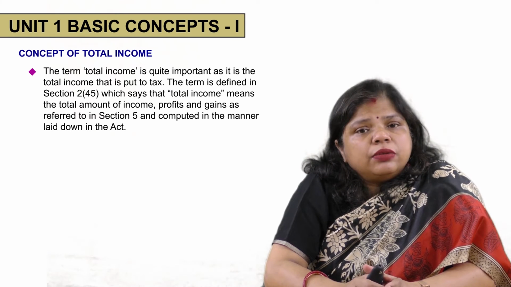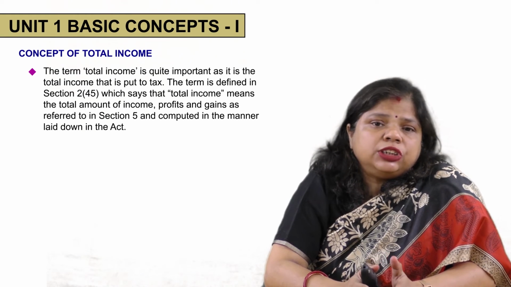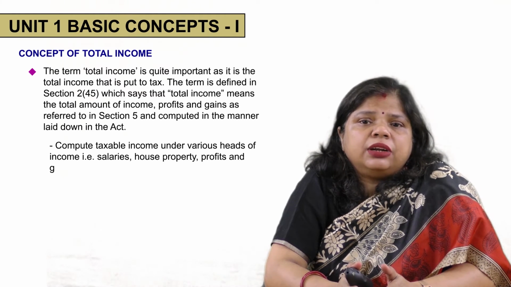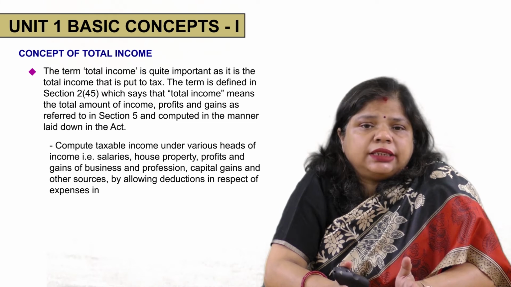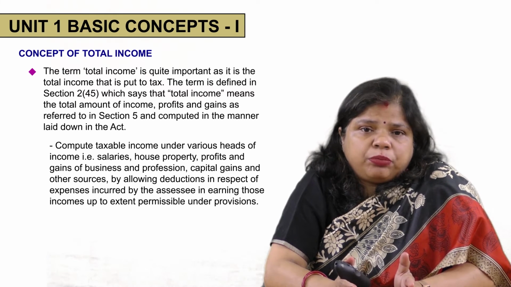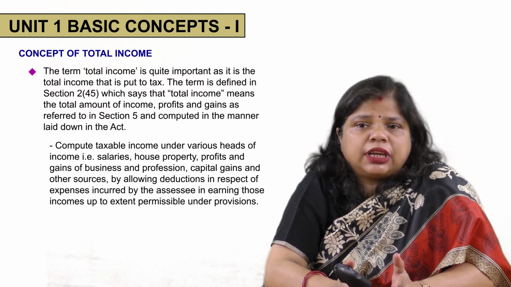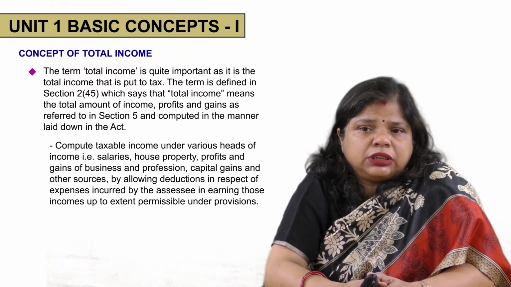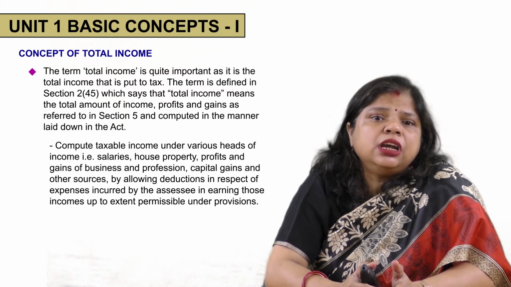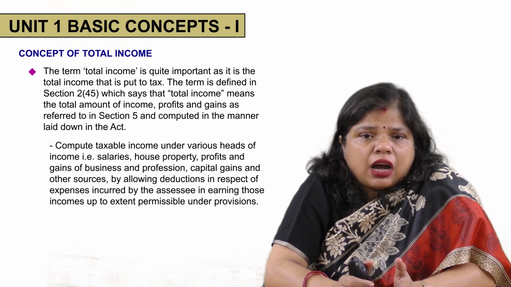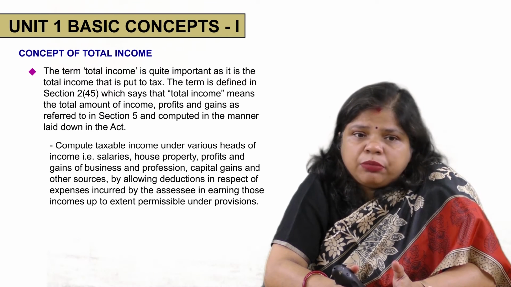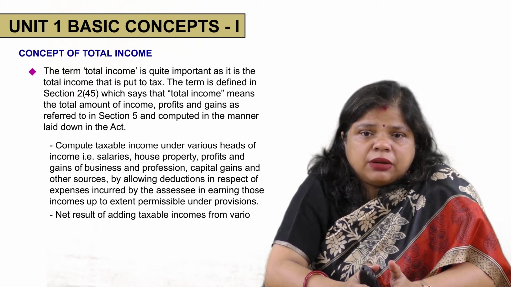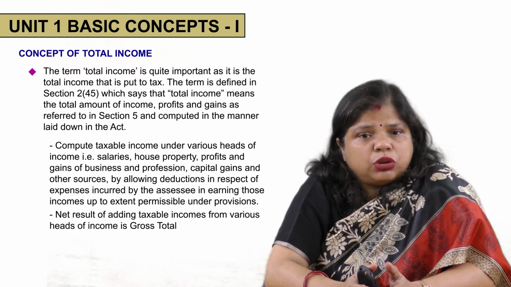First of all, we have to determine the residential status of the assessee, then we compute taxable income under various heads of income like salary, house property, profit and gains of business and profession, capital gain and other sources. Then, by allowing deduction in respect of expenses incurred by the assessee in earning those incomes up to the extent permissible under the provision, the net result of adding taxable income from various heads of income is gross total income.